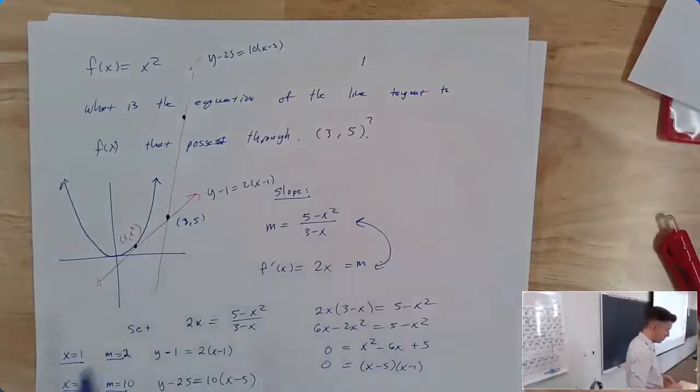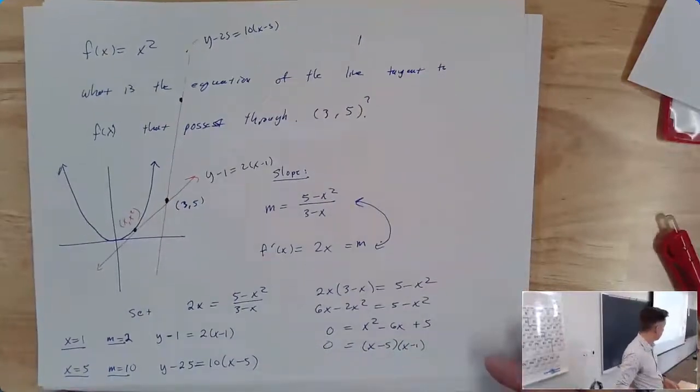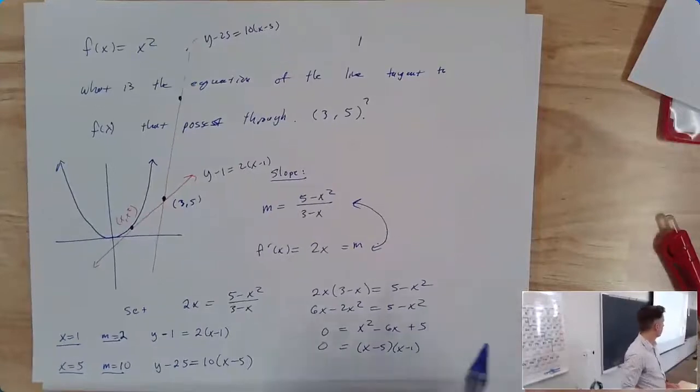Find the slope of both. You take the derivative of the function itself, and then the slope for the 3, 5. Set them equal to each other. Find the x coordinates. Plug them into the derivative of the function, and then back into the slope to find the equation. Yeah.